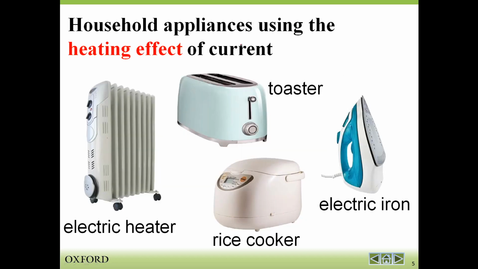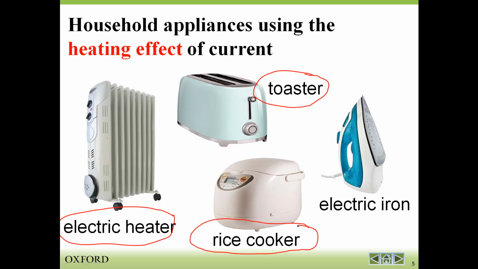These electrical appliances can produce a heating effect, because the current, because of the electrical energy, will be used to produce heat. For example, the toaster will make the bread become golden brown because of the heat. In winter, we use an electric heater to make us warm. Every night when you have your dinner, we need a rice cooker. And lastly is the electric iron.